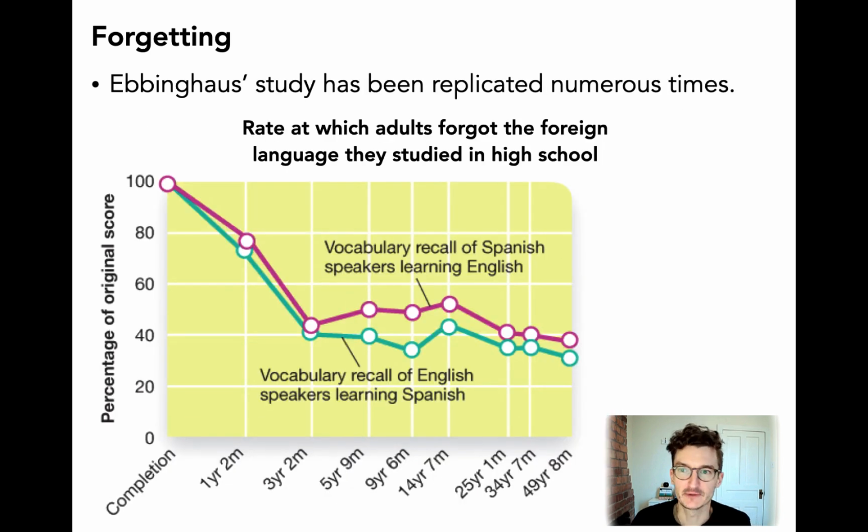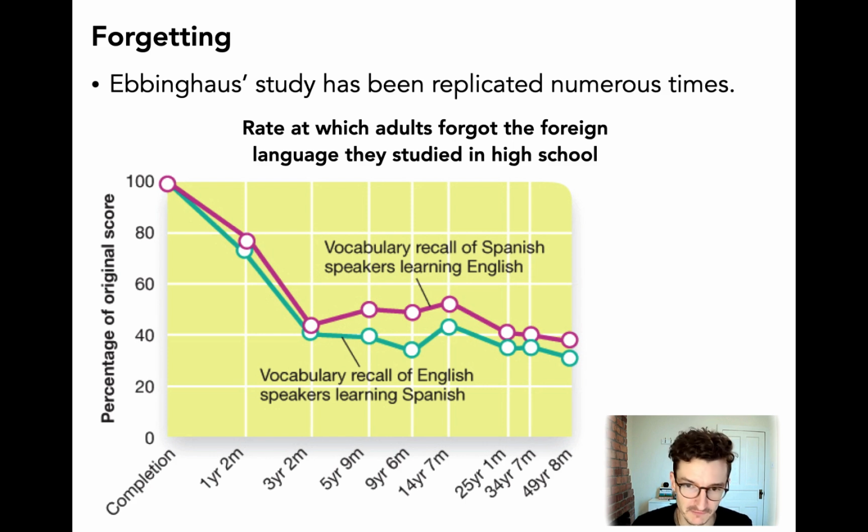Ebbinghaus's study has been replicated in numerous more modern contexts. In this particular study, they looked at English speakers who had learned Spanish in high school and Spanish speakers who had learned English in high school, and their recall, their memory of this second language that they had studied in high school but hadn't studied since. And I think in Canada we've all experienced this, right? Because we all had to take French in high school.